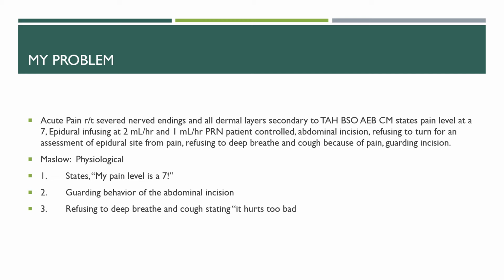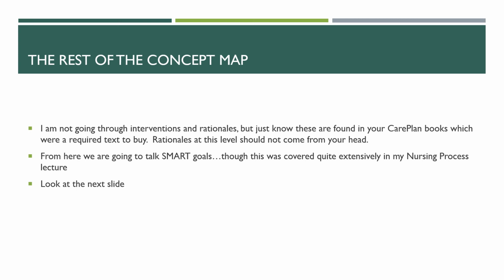And this is your problem. This is what I would have on that first page of your concept map. My problem: 1, states my pain level is a 7. 2, guarding behavior of the abdominal incision. 3, refusing to deep breathe and cough, stating it hurts too bad. Okay? This is your problem. This is everything in that one problem box. The rest of the concept map, I'm not going through interventions and rationales, but just know these are found in your care plan books, which were a required text to buy. Rationales at this level should not come from your head.